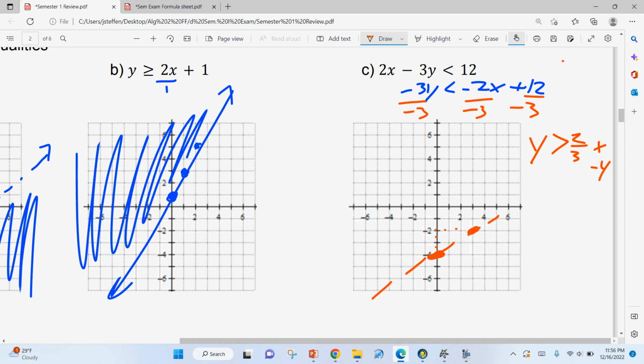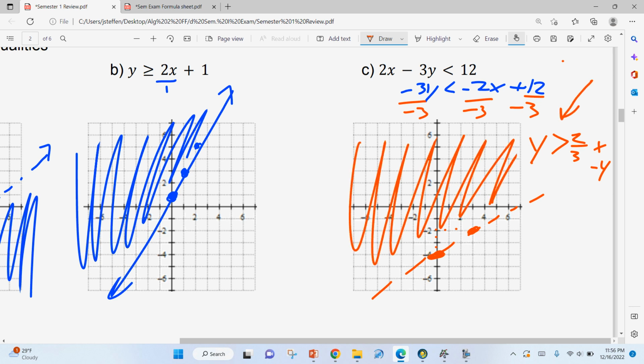It's dotted. And now, since the y is by itself, y is greater than, so we know to shade above. You have to have the y by itself before you can do that trick. That's why you can't do it up here. And the reason we would have missed it is because we had to flip the sign, because we had to divide by a -3.